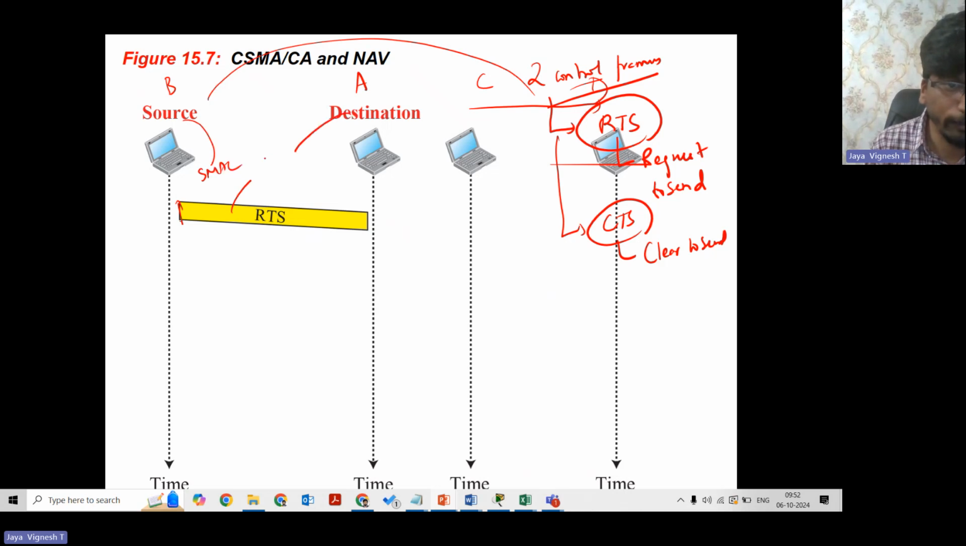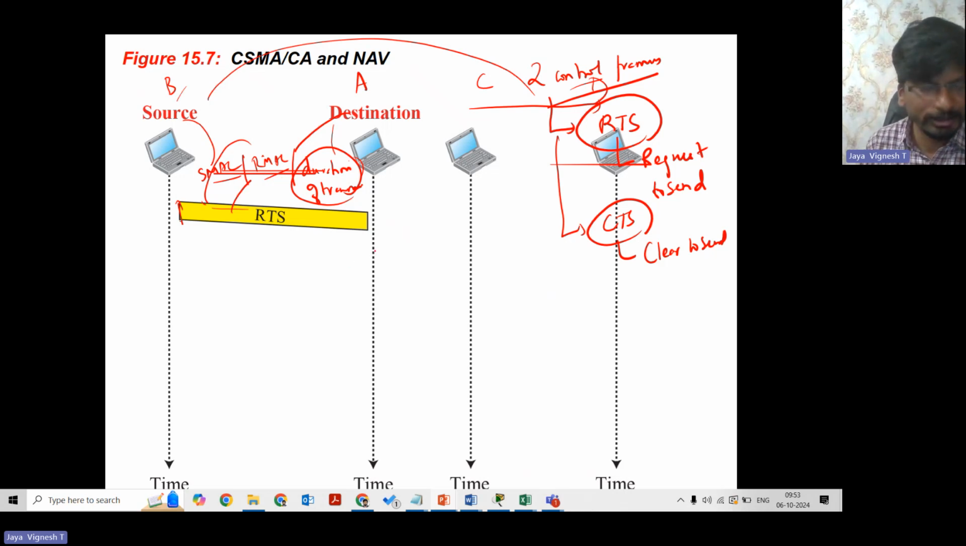It's going to contain the receiver MAC address, right? And it's also going to contain one more field, which is called the duration: how long I'm going to transmit, how long I'm going to occupy the channel. So this is going to be there in the RTS. And when this RTS frame is received by the destination, by A, A is now saying, okay, sir, you can talk for the next whatever is the duration. And it tries to address it back to the source.